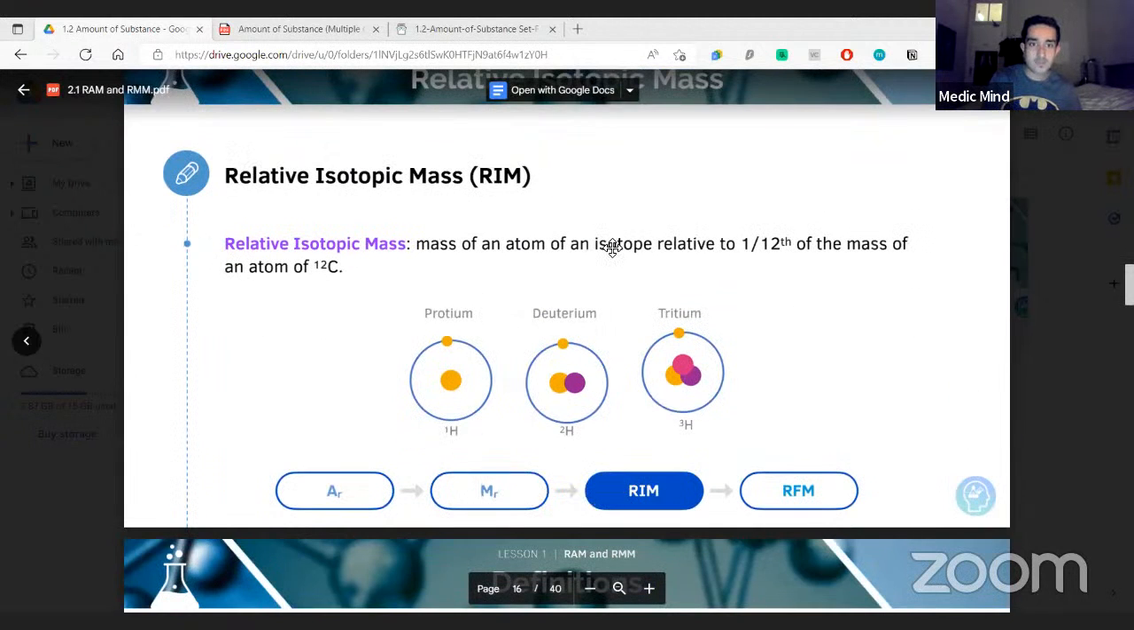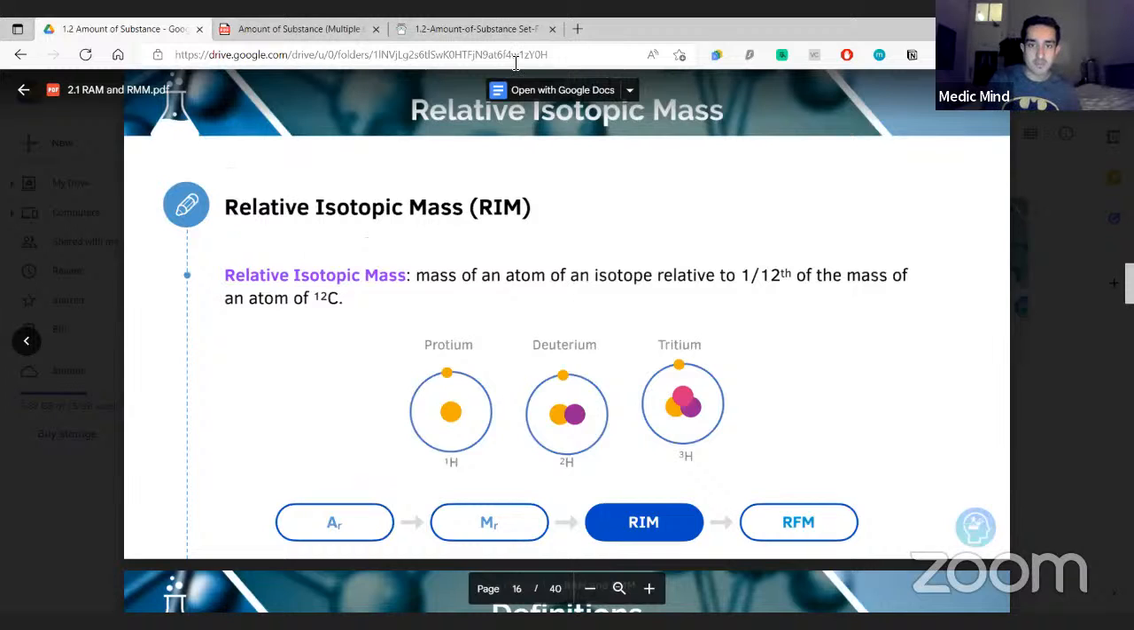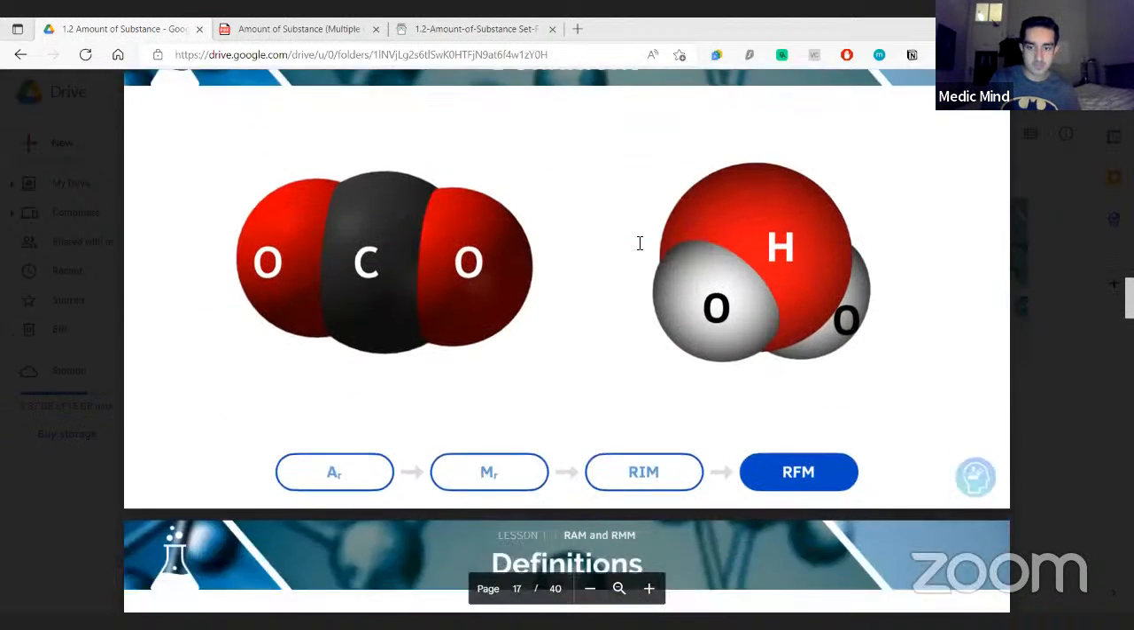So relative isotopic mass is the mass of an atom of an isotope relative to 1/12 of the mass of an atom of carbon-12.